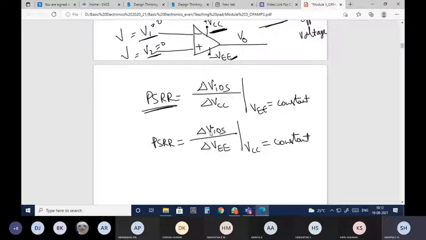Okay, because when you are not applying any input voltage, the output should be equal to 0, and when both V1 and V2 are the same, then also the output should be equal to 0. In the sense, the VIOS offset voltage should be equal to 0, but practically it will not be the case. But ideally it should be the case. Okay, so the ideal value for your PSRR will be equal to 0.